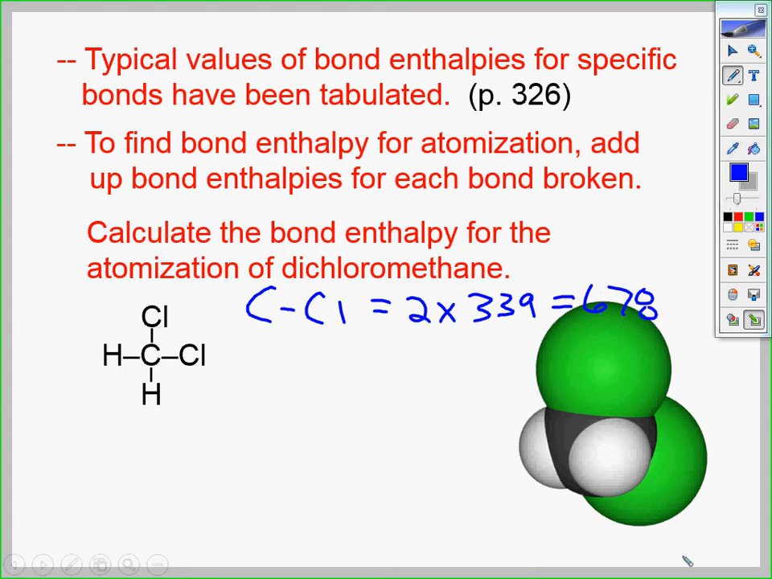All right, do we have any other bonds? How many? We have two of those. What is the energy for a C and an H? 413. All right, math team, 820 plus 6. Yeah, 826. I just took 410 plus 410, 820, plus 6.